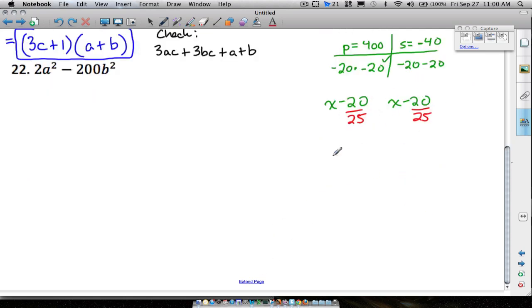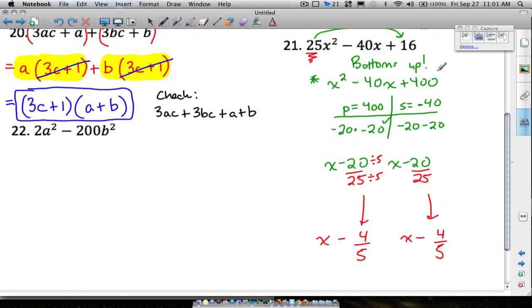And we can simplify both of these fractions. 20 over 25, if you divide by 5 at the top and bottom to simplify that fraction, you get x minus 4/5 for that one. Well, it turns out you get the same thing over here as well. So you have x minus 4/5 for that one.